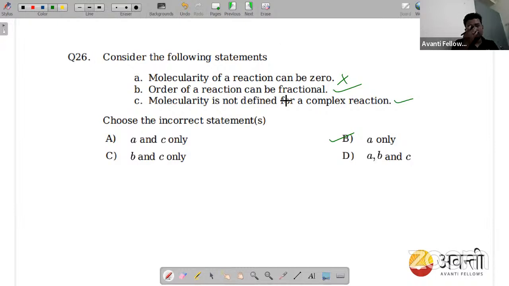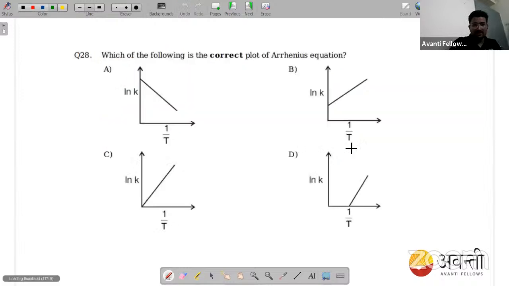Clear? Okay. So now starting with the next question, that is also a graph based question for the Arrhenius equation. We have to check the correct plot of the Arrhenius equation. So we all know that the Arrhenius equation is K equal to A e to the power minus EA by RT.